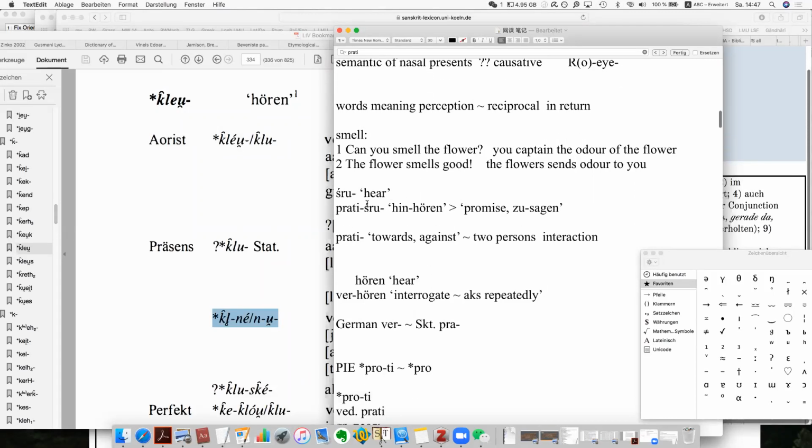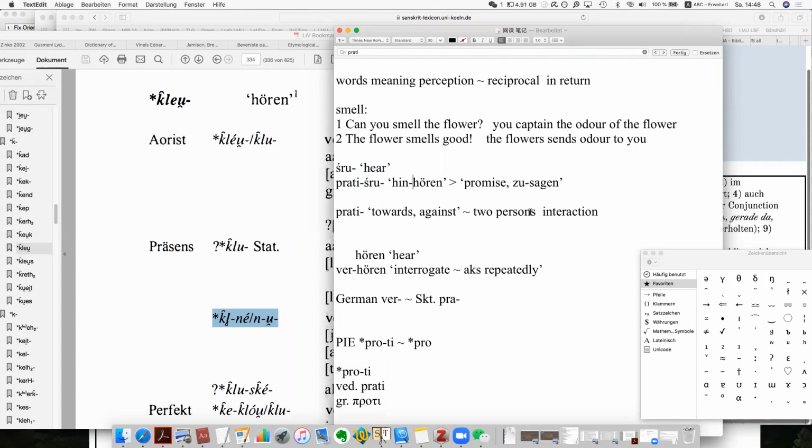And then shru, and prati-śru means literally "towards," but here "towards" also means you say something towards someone. So it's kind of two parties, it's a reciprocal. It's an interaction between the two.